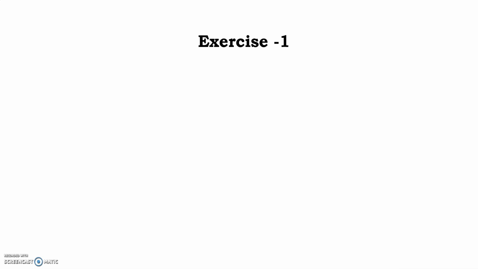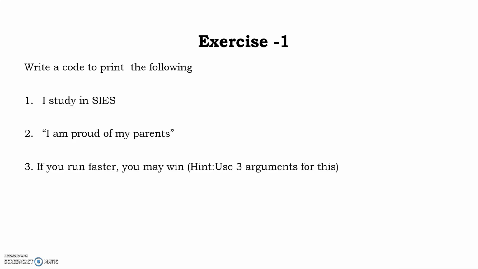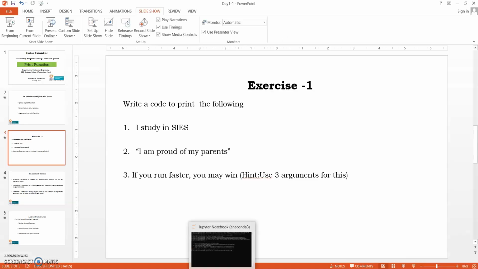Now we'll try one exercise. Write a code to print the following. I study in SIS. The second example is output should be within the quotes and the statement is I am proud of my parents. The third example is if you run faster, comma, you may win. Here you have to use 3 arguments to print the output. Hope you have solved this.